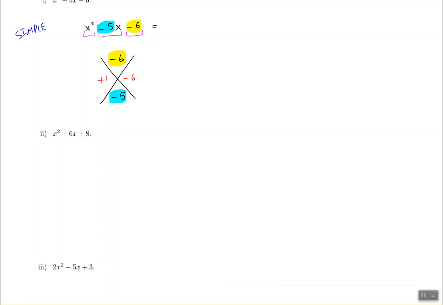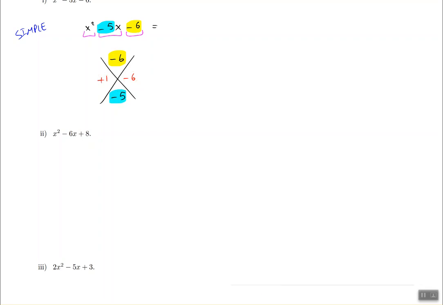And always double check that you got the right numbers. It's not going to hurt to double check. Multiply the two numbers together. 1 times -6 will be -6, so that's good. When you multiply them, you get the right number. And if you add them, +1 added to -6 will be the -5, so that's also good.